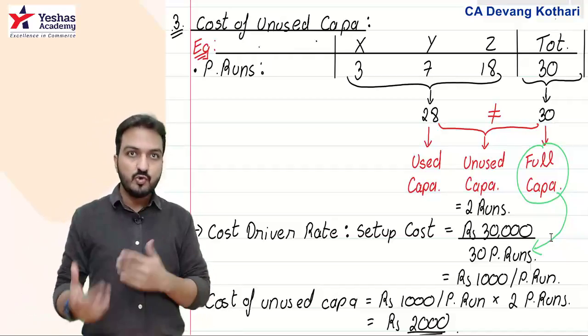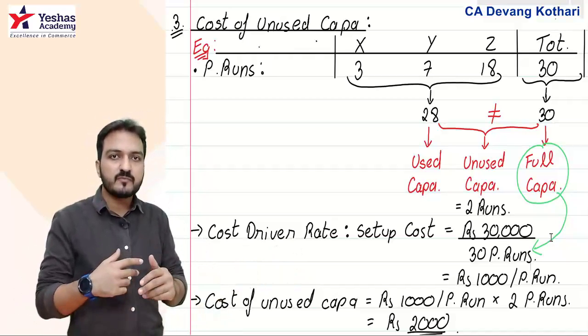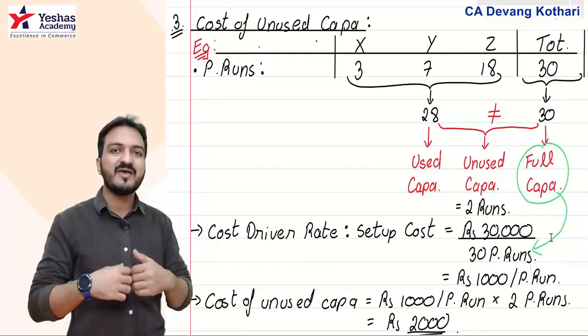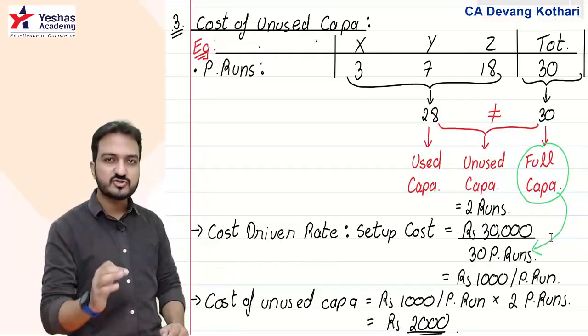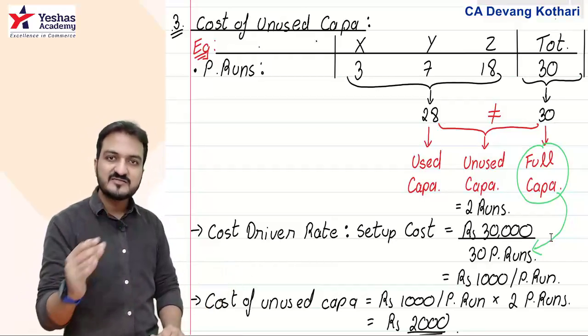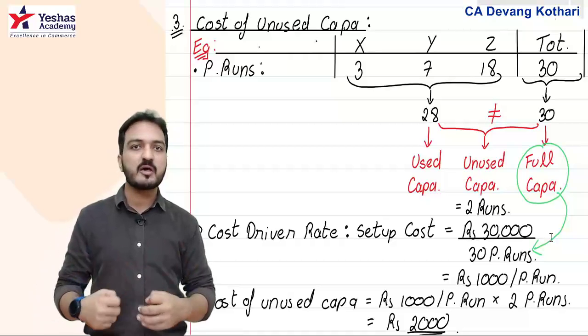Then if your used capacity is less than that, some cost will remain pending, not added to product cost. That cost becomes your cost of unused capacity. The reason we do this is simply to show the cost of unused capacity separately.